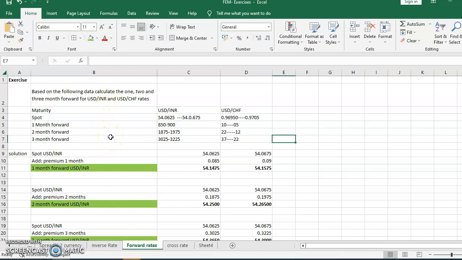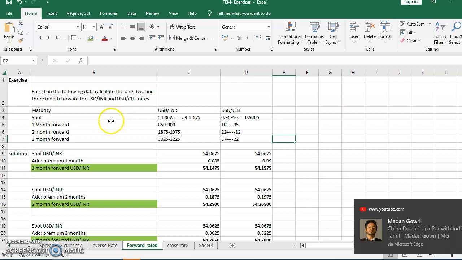In today's class, we will understand the meaning of forward exchange rate and also understand how to calculate the 1, 2 and 3-month forward for a particular currency. Now, first of all, what do you mean by a forward exchange rate?